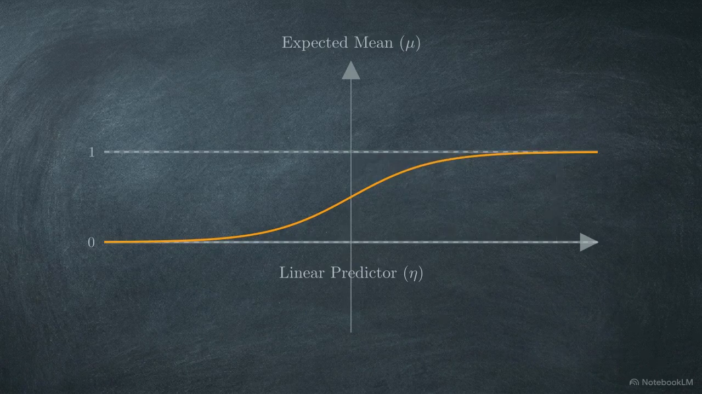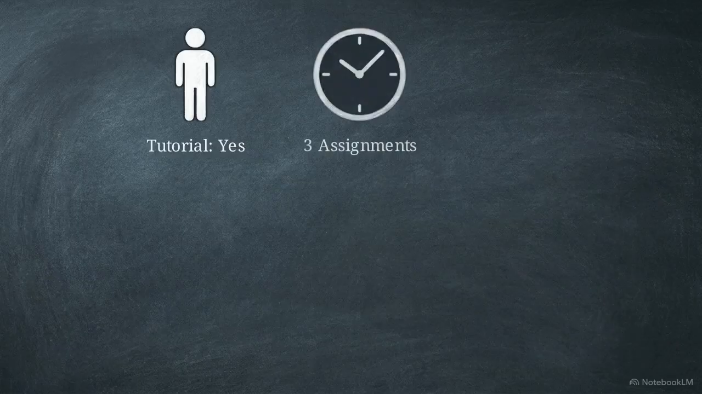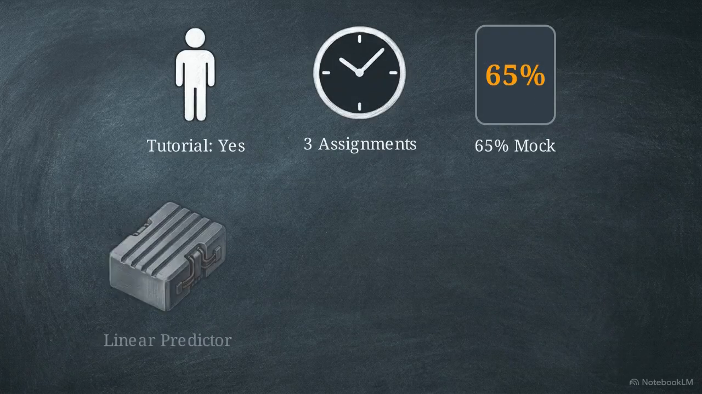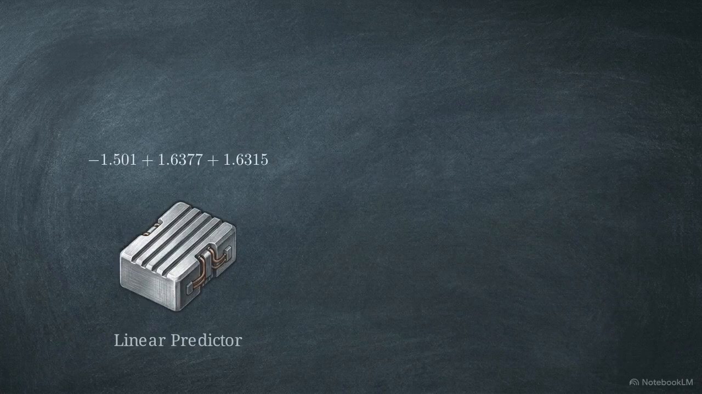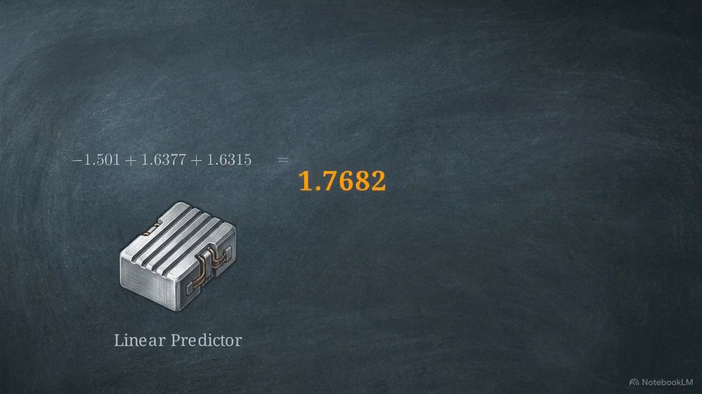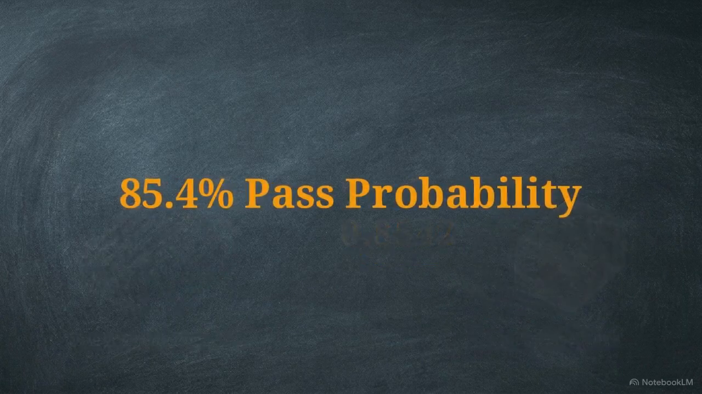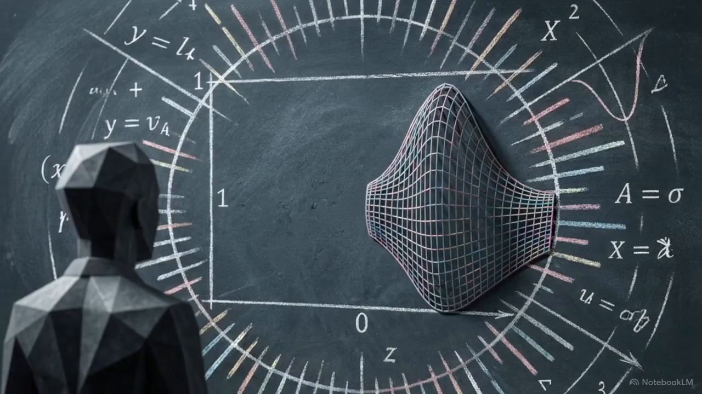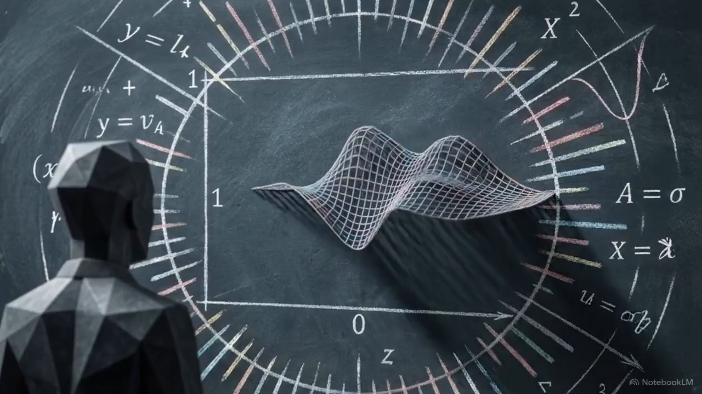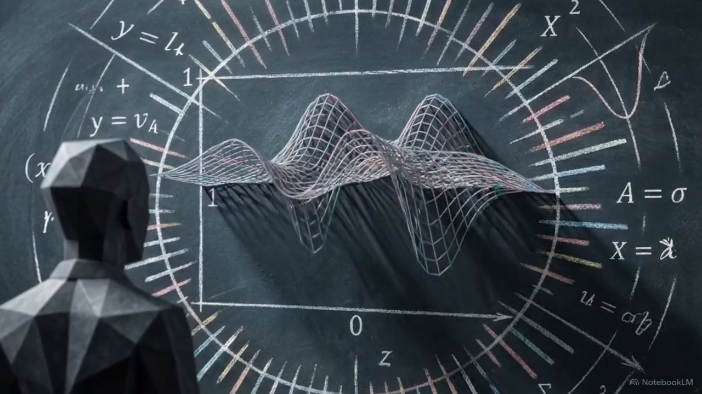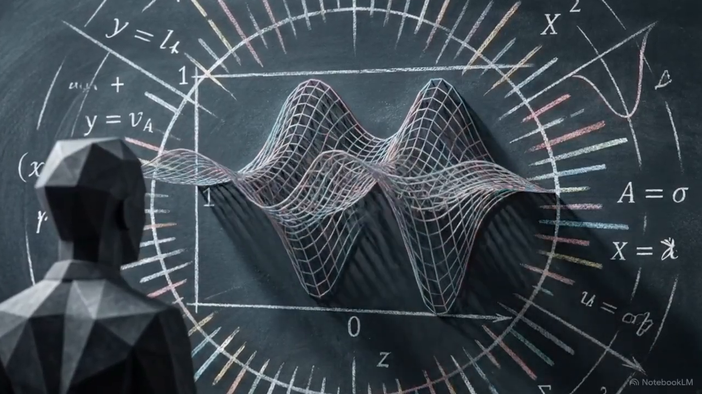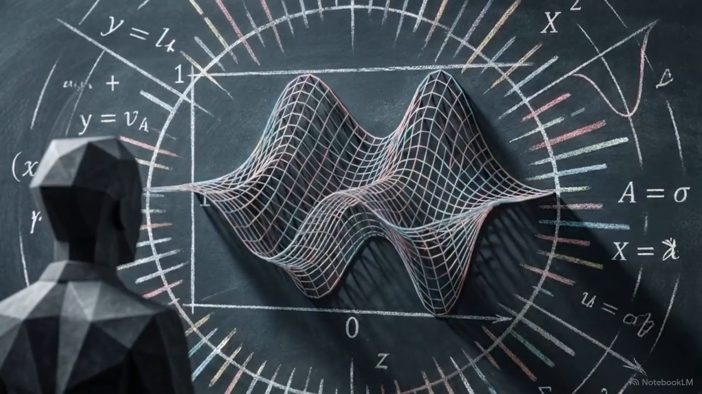An actuarial model predicting exam success tracks tutorial attendance, 3 assignments, and a 65% mock score. The predictor outputs 1.7682. This impossible probability is pushed through the inverse logit link function, compressing it to 0.8542, an 85.4% chance of passing. The link function is the critical safeguard of the system, ensuring the GLM always outputs logically sound predictions, regardless of the data's native constraints.